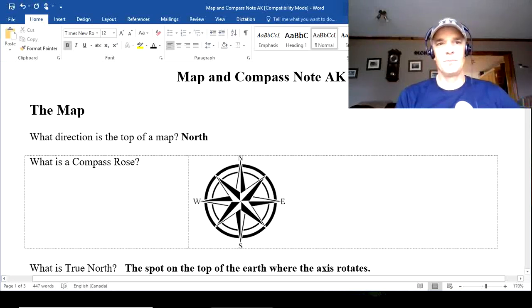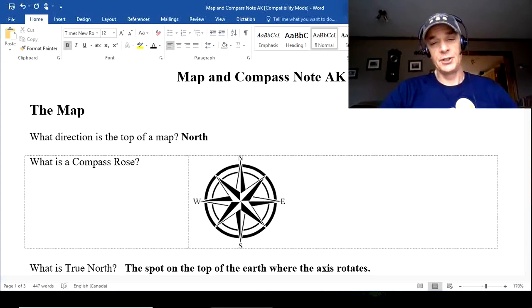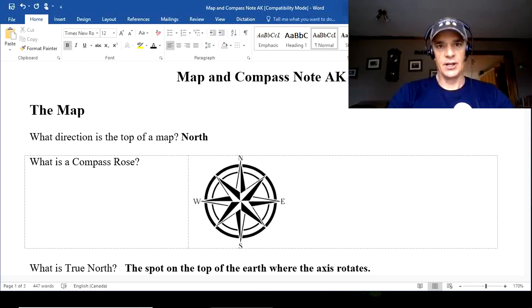All right, welcome to this note lesson on map and compass. This is maybe one of the more technical components of outdoor ed and sometimes a more challenging aspect. It's actually best done hands-on. Unfortunately, this lesson is not a hands-on lesson, but more of a note. I have provided you a printout that you can use to fill in some of the answers to these notes. So first question I'll always ask is, what's at the top of a map?